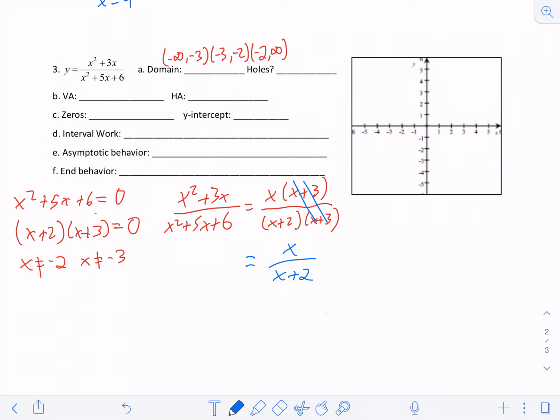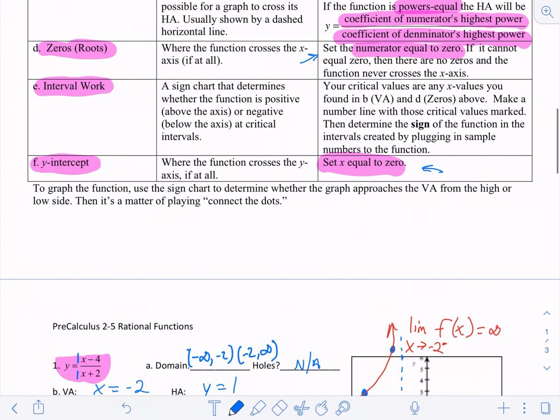We are going to come back to the original function in just a moment, but let's go ahead and find the other things that we did on the other graph. Let's find my vertical asymptotes, let's find my horizontal asymptotes, my zeros, my y-intercepts, and then we'll talk about graphing it in a second here.